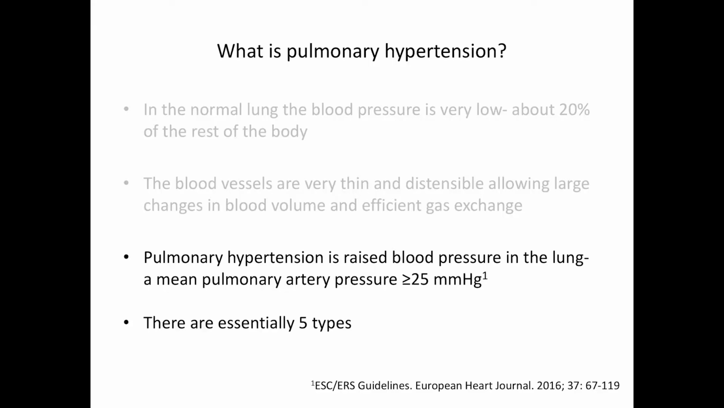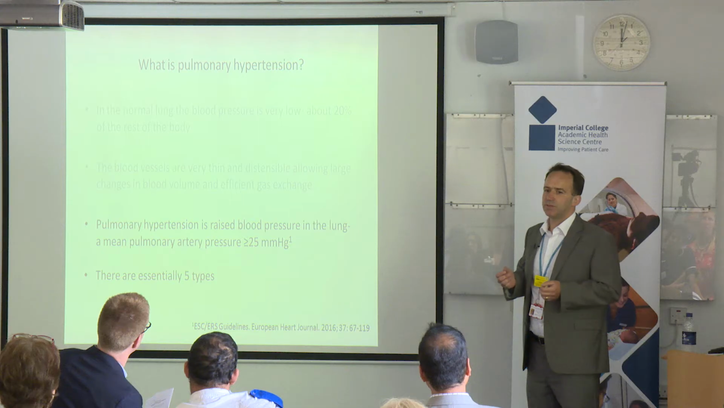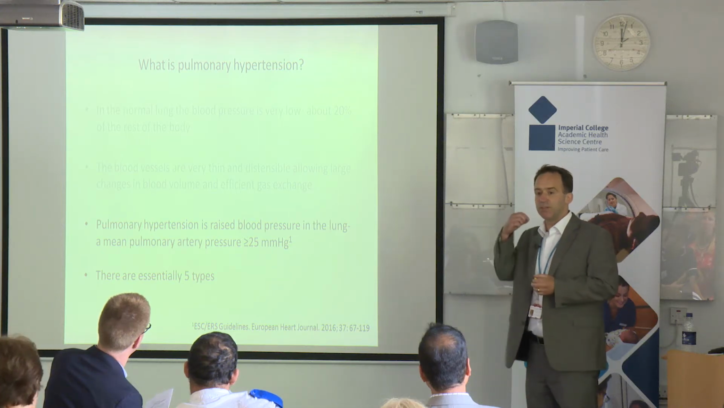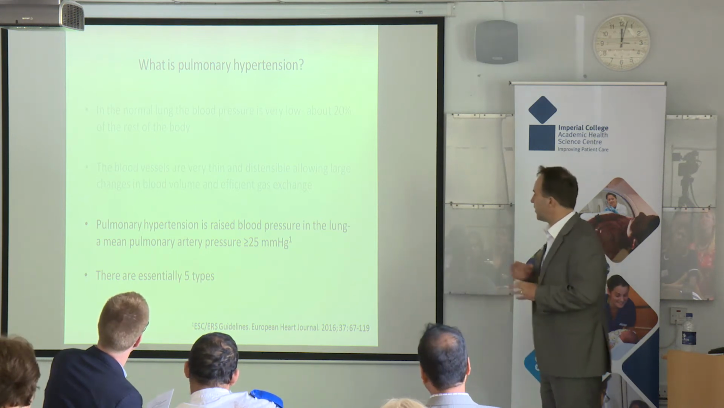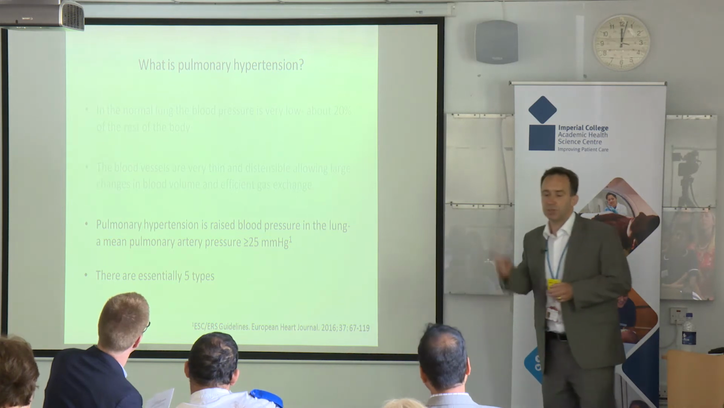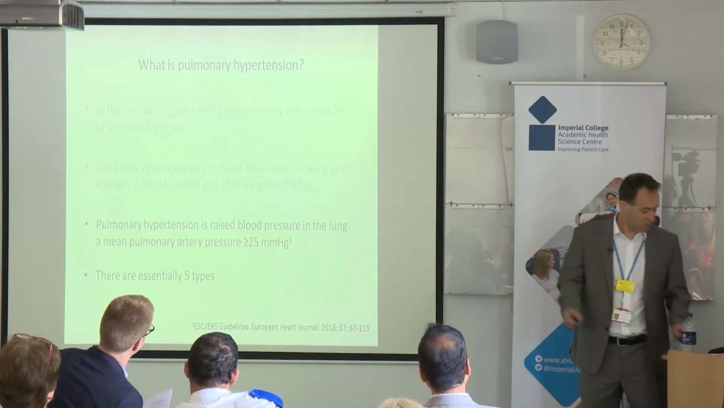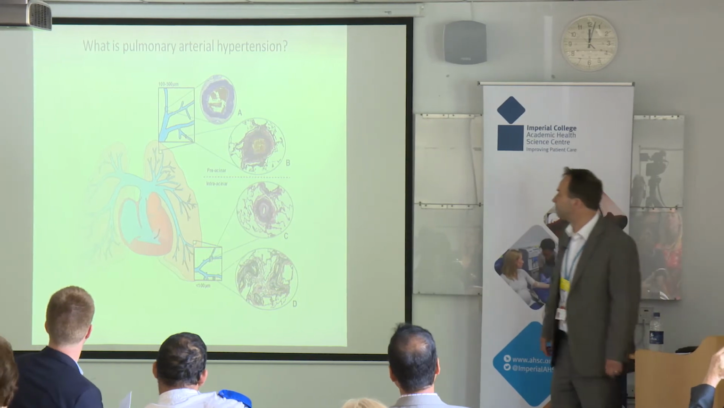So pulmonary hypertension is raised blood pressure in the lung, and it's defined as a mean pressure of greater than 25 millimeters of mercury. We actually place a little wire into the heart and the blood vessels in the lung of the patients, and we measure the pressure. And there are essentially 5 types of pulmonary hypertension. I'm only going to talk to you about the first type, that's pulmonary arterial hypertension.